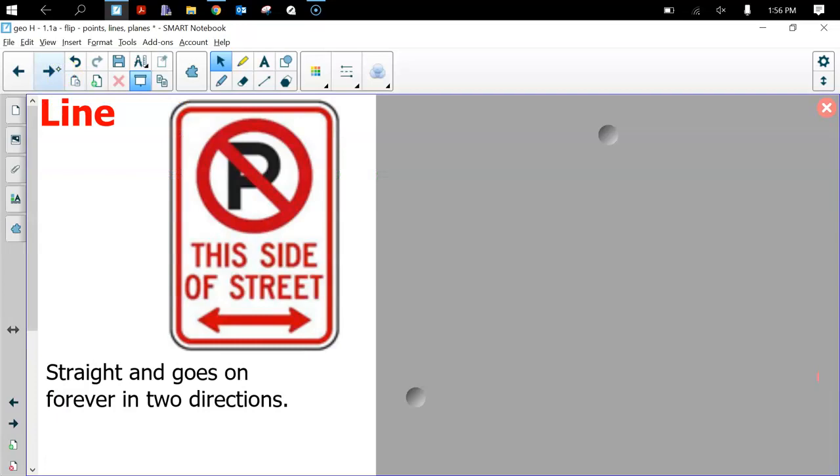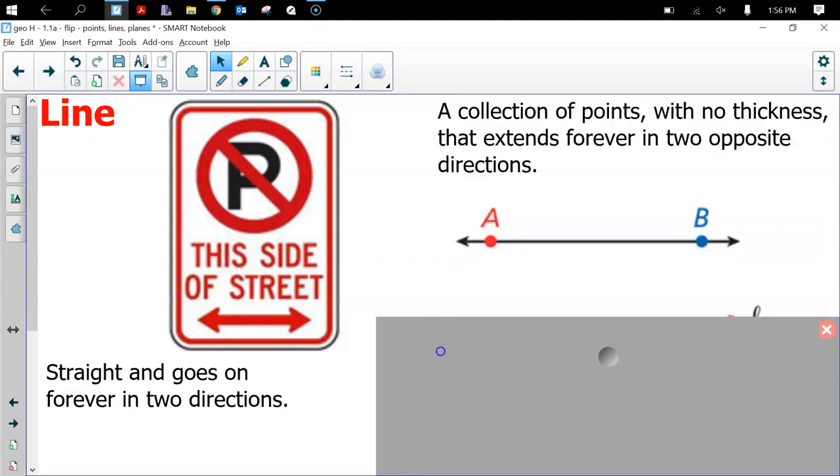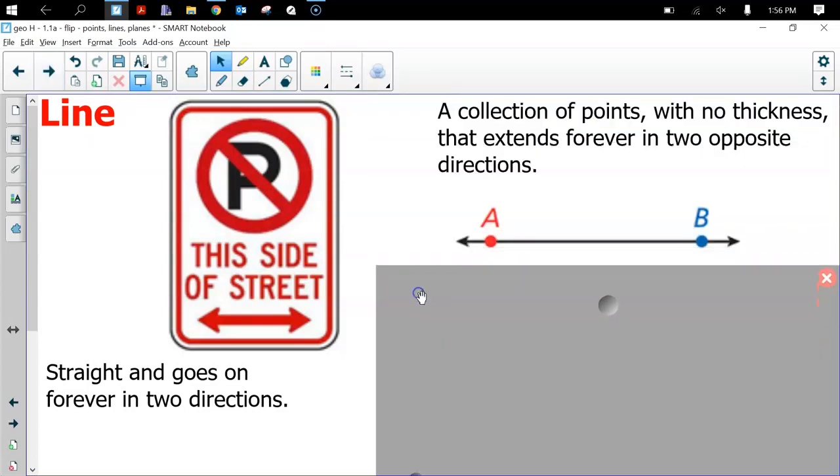Then we have the word line. A generic definition you might think of would be straight, goes on forever. It goes on forever in two directions, so that's part of the official definition. So it's a collection of points with no thickness, and it extends forever in two opposite directions. It has no thickness, so once you draw it, it's automatically not a line. It's more of a philosophical idea.